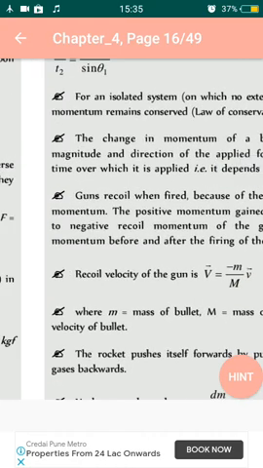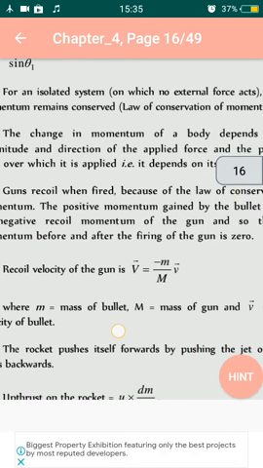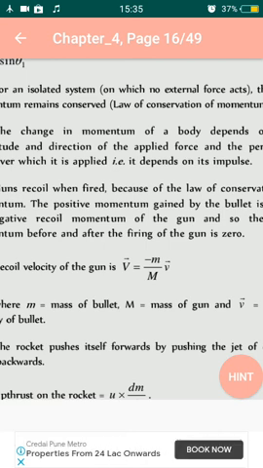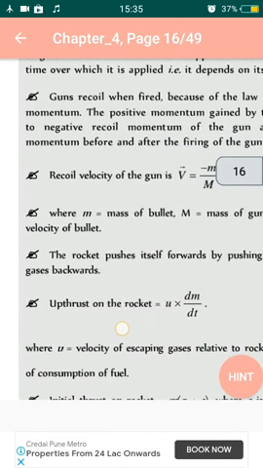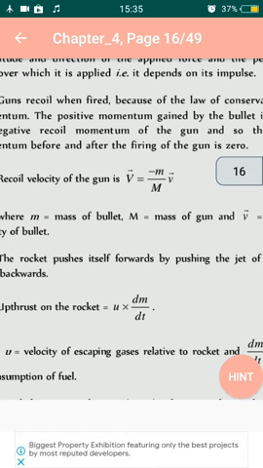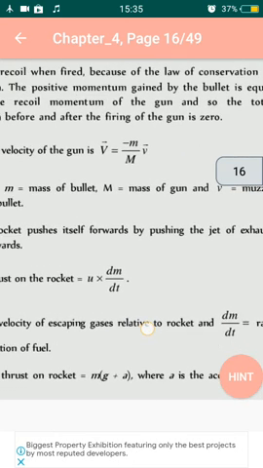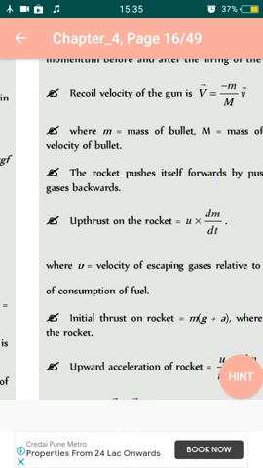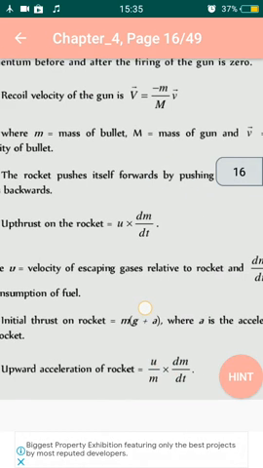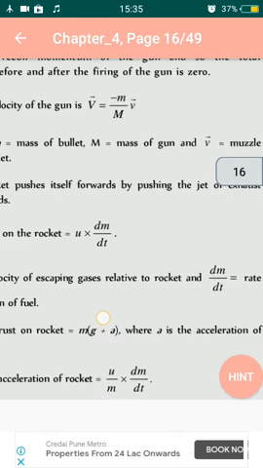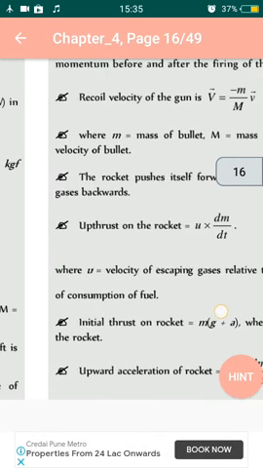The next point, the recoil velocity of the gun is V equals minus small m by capital M into v, where m is the mass of the bullet, M is the mass of the gun, and v equals the muzzle velocity of the bullet. The next point, the rocket pushes itself forward by pushing the jet of exhaust gases backward.